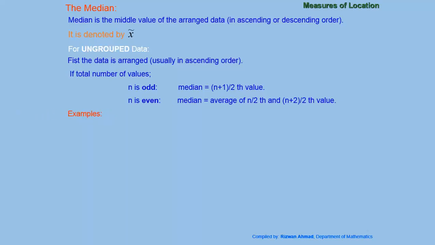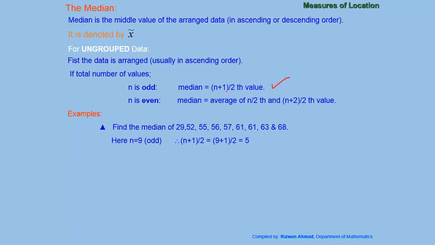With an example it will be more clear. This is the question: find the median of this set of values. These are a total of 9 values, which is odd. So in case of odd, we use n plus 1 divided by 2. So we say 9 plus 1 divided by 2, which is 5. It means that the fifth value in this data is the median. The fifth value is 57, so the median is 57.